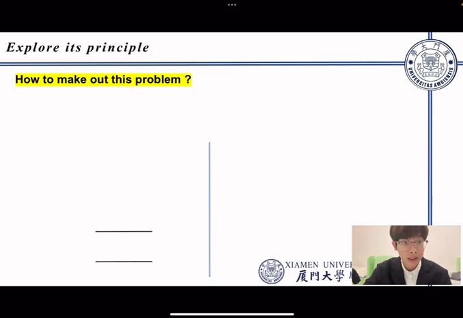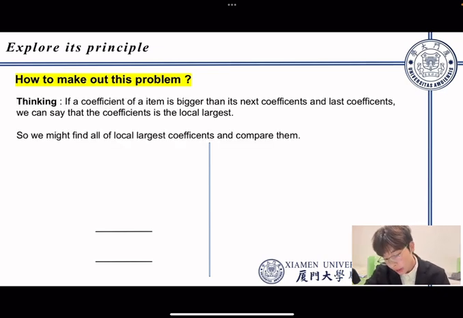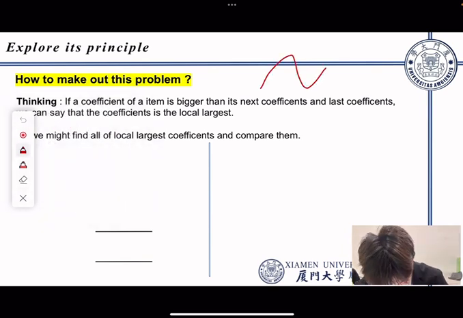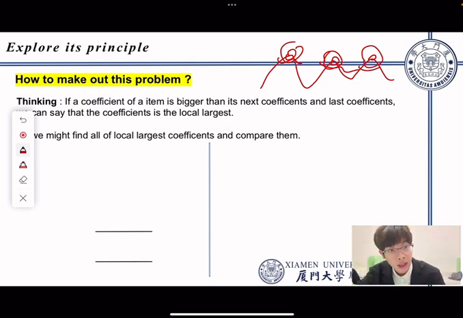How to approach this problem? Thinking, if the coefficient of an item is bigger than its next coefficient and the one before, we can say the coefficient is a local largest. Yes, like this. The same as a function, there may be several local largest values, and we can compare them. So find the largest one. It is the largest coefficient.